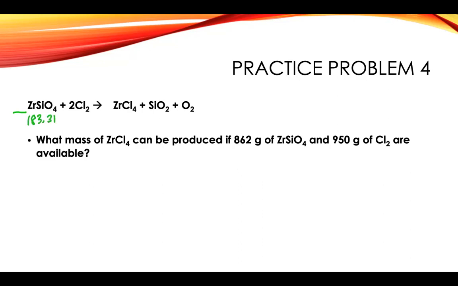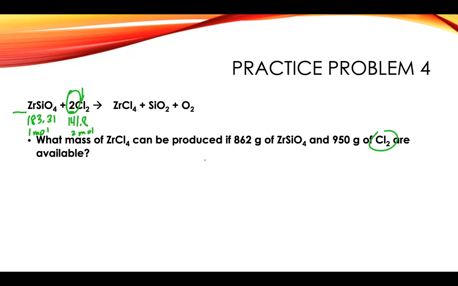So that's 183.31. Now for chlorine, because that's the other reactant, I have to take into consideration that 2 moles of chlorine are part of the mole ratio. So if I do Cl2, chlorine is 35.45 times 2, I get the mass of 1 mole of Cl2, but I need 2 moles. So I multiply that times 2 and I get 141.8. So again, it's 1 mole to 2 moles.